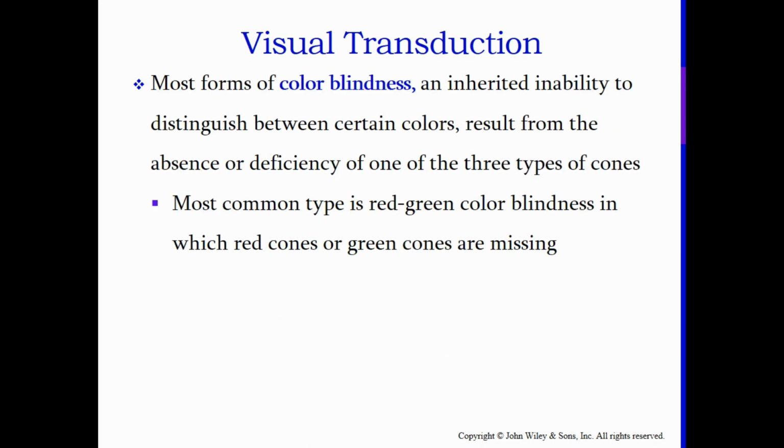Most forms of color blindness are an inherited inability to distinguish between certain colors. It results from the absence or deficiency of one of the three types of cones. The most common is red-green. And now I have to explain red-green color blindness.